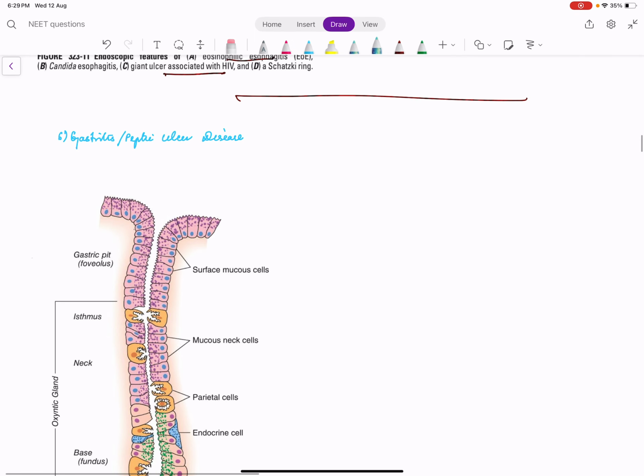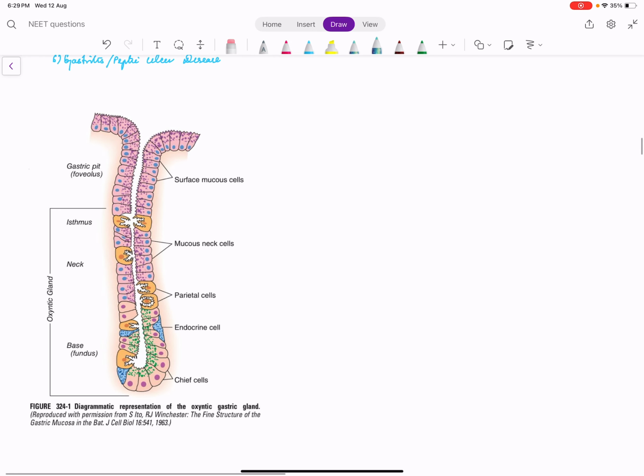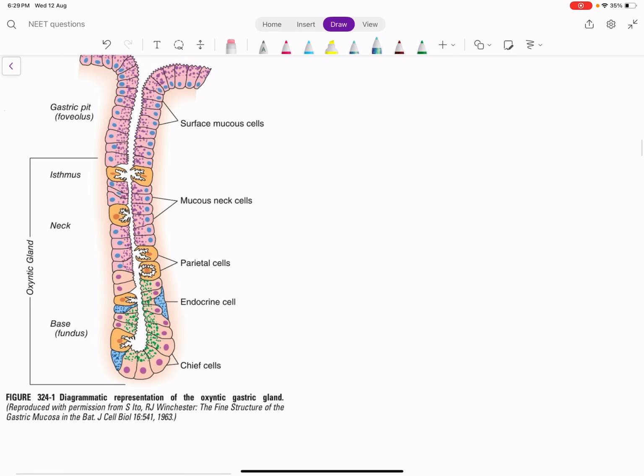Whenever we think of stomach, automatically ulcer or the word gastritis or peptic ulcer disease or acid peptic disease comes to our mind. And we remember this image from physiology. So the stomach has chief cells and parietal cells. Chief cells secrete enzymes like pepsin. Parietal cells secrete hydrochloric acid.